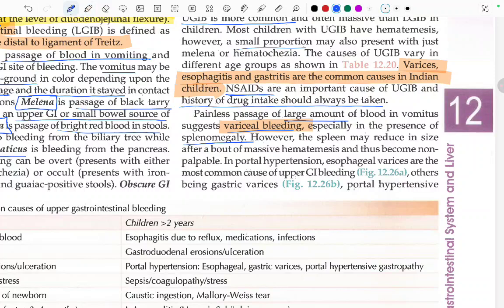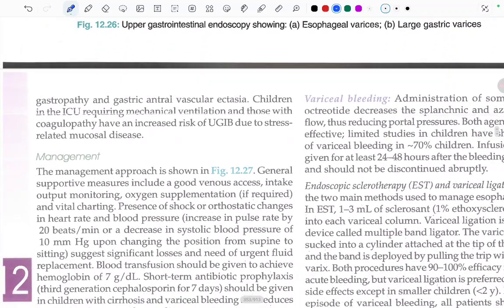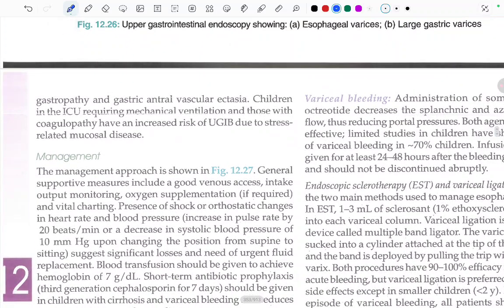In portal hypertension, esophageal varices are the most common cause of upper GI bleed, the others being gastric varices, portal hypertensive gastropathy and gastric antral vascular ectasia. Children in the ICU requiring mechanical ventilation and those with coagulopathy have an increased risk of upper GI bleed due to stress related mucosal disease.